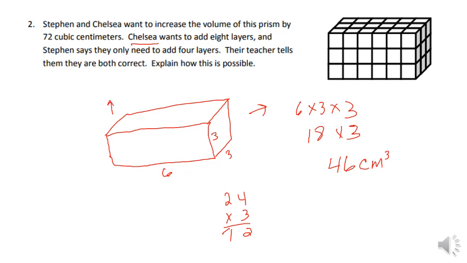Now, Stephen says he wants to add 4. Well, let's go up this way. If I was to increase the height by 4, and I know the length is 6, so it'll be 4 by 6, which is 24, and I know the width is 3, that is 72. So basically, we have Chelsea that wants to increase the levels this way, and Stephen wants to increase the height. And both of them will be able to add up to get the 72 cubic centimeters.